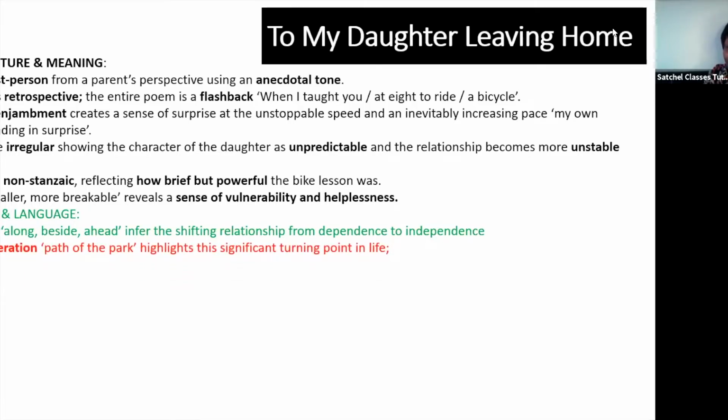We have plosive alliteration. So the plosive is p, d, t. There's P stops in the mouth of the breath. The plosive alliteration, "path in the park," shows that this is a significant turning point for the family relationships.